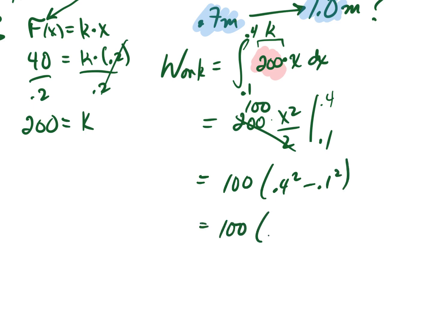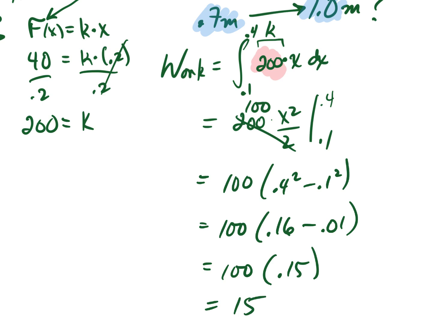What is that? That's going to be a 0.16, I think. That's going to be a 0.01. 0.16 minus 0.01 is 0.15. I hope I'm doing that okay in my head. And 100 times 0.15 is 15. Once again, all of these problems we're going to be in the metric system. So we're going to be at 15 joules. 15 joules of work to get that done.